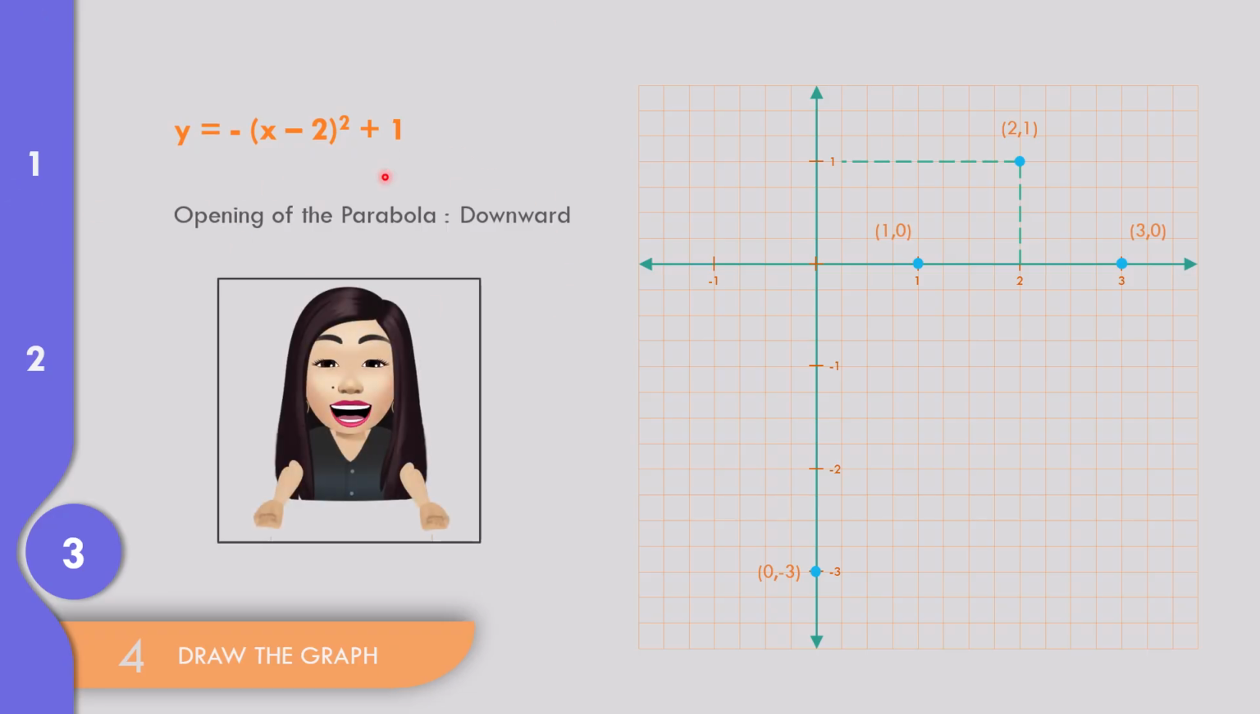After plotting the points, let us draw or sketch the graph. The opening of the parabola opens downward, so this opens downward. So let us draw the graph. So (0, -3), (1, 0), (2, 1), (3, 0). So this is the graph that opens downward.